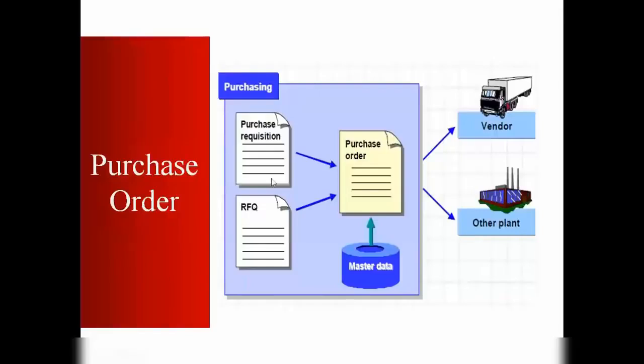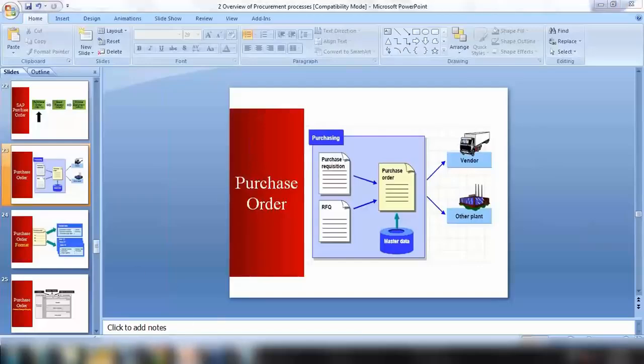A purchase order can be created as a reference from a quotation, from a requisition, from a contract, or without any reference. At the moment I'll be creating one without any reference. In the next chapter, I'll show you how to create one with reference as well. So let me create a purchase order with no reference.